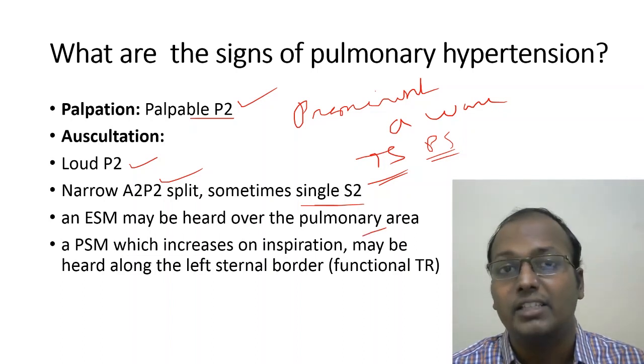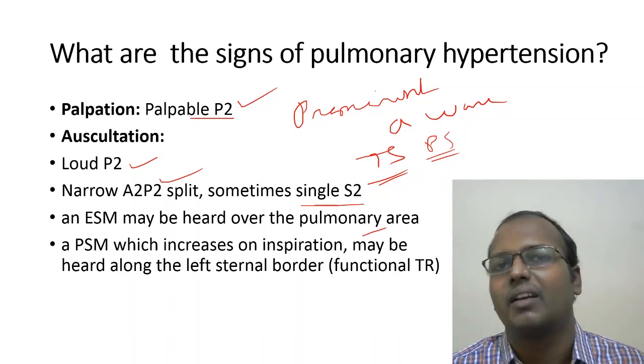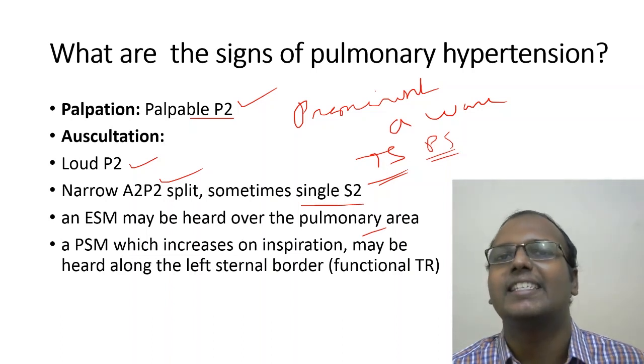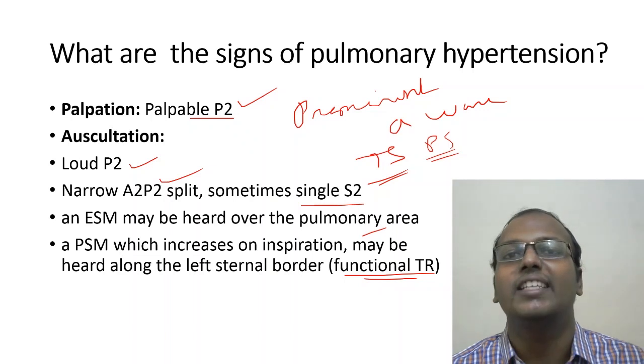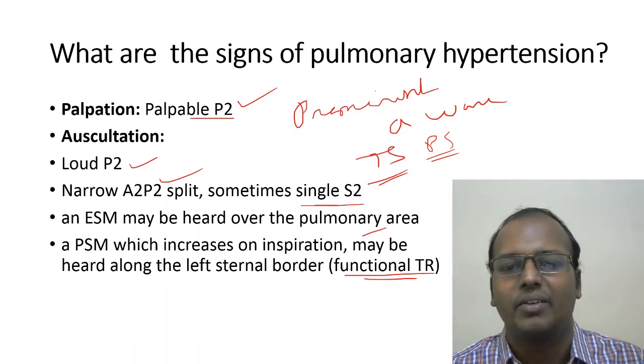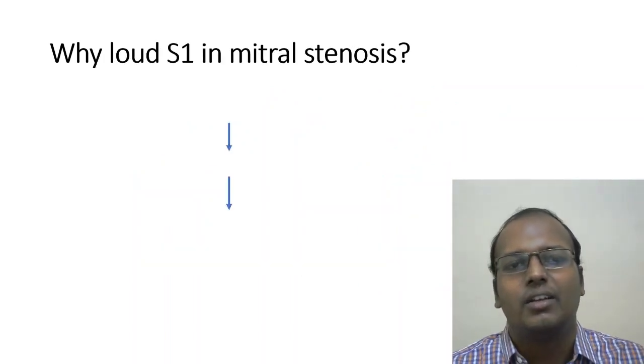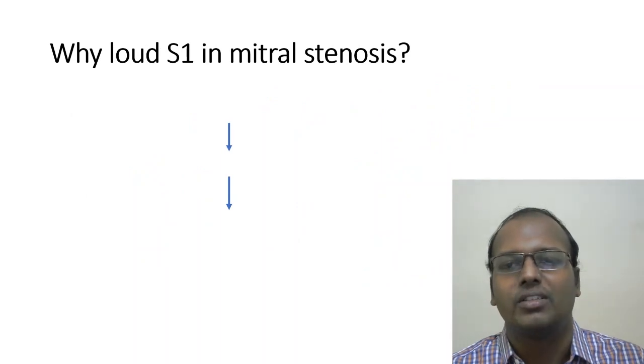And a pansystolic murmur can be heard at the left lower sternal border, which increases in intensity with inspiration. I told you that already, this is Carvallo's sign. This is because of functional tricuspid regurgitation. So why is there a loud S1 in mitral stenosis?